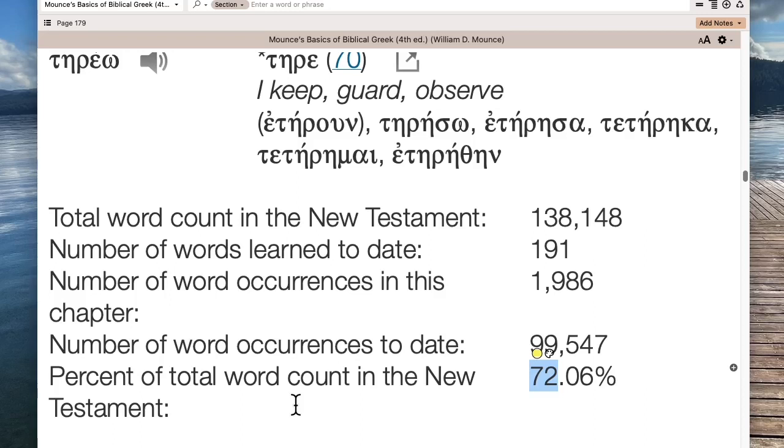Isn't that great news? All right, so this was chapter 16 and 17 for Bill Mounce. Next video, I'll cover chapter 18.